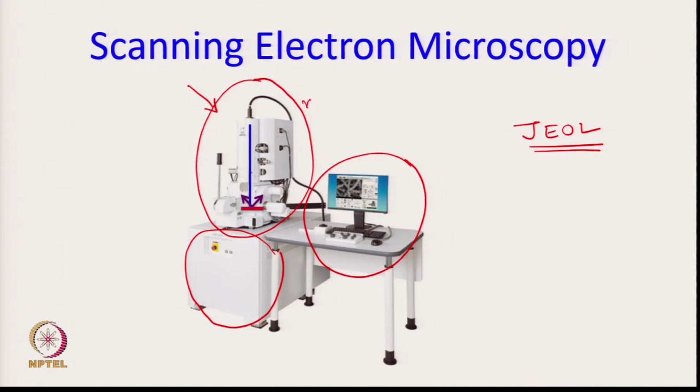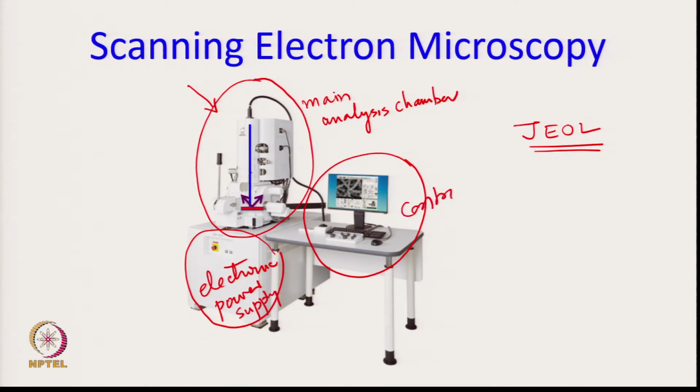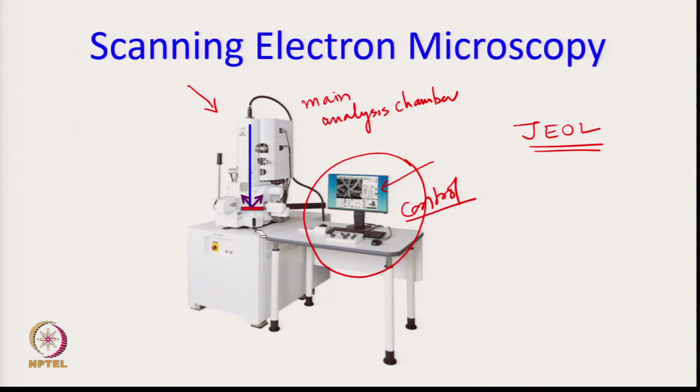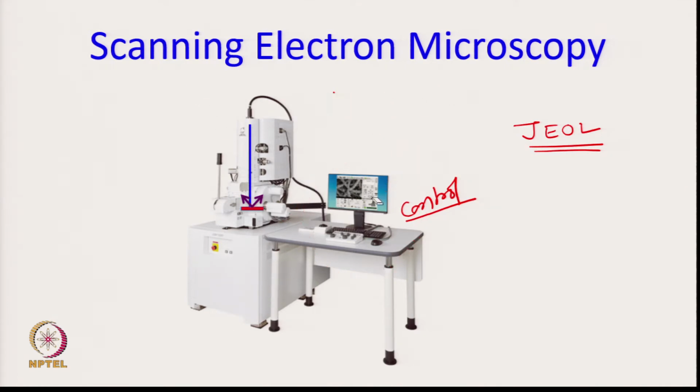So, this is the main analysis chamber. These are the electronics and power supply, and this is the control unit, and also we can look at the results here. So, this is how the instrument looks. Let me now erase this and come to some specific parts.